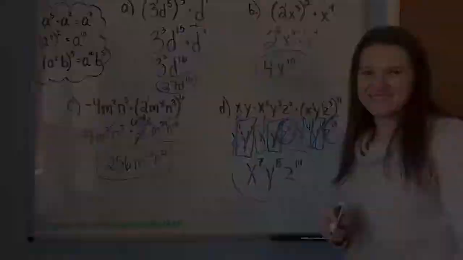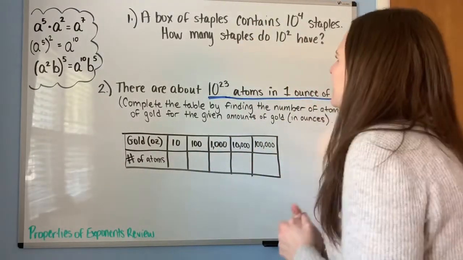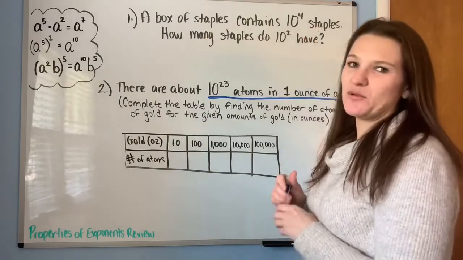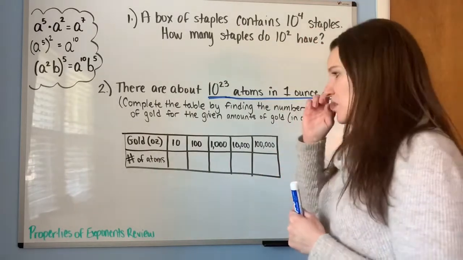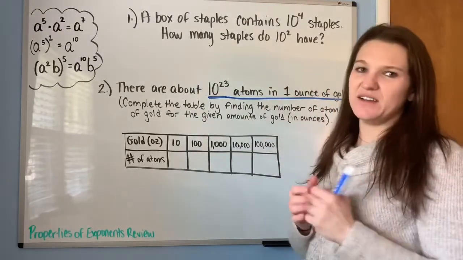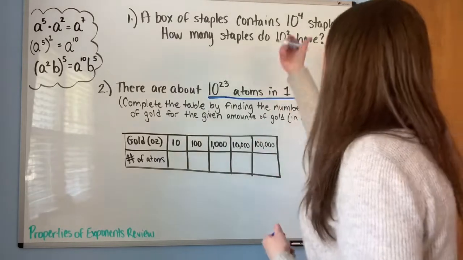And we're all done. All right, guys, for this last part of the review, we're going to look at 2 word problems. A box of staples contains 10 to the 4th staples. How many staples do 10 to the 2nd power have? So I know 10 to the 4th is 10,000. I know 10 squared is going to be 100. But let's make it easy on ourselves.